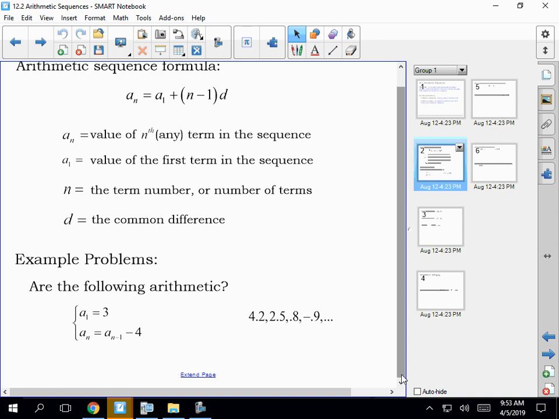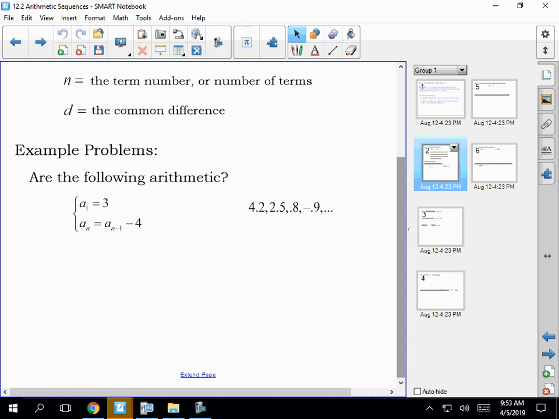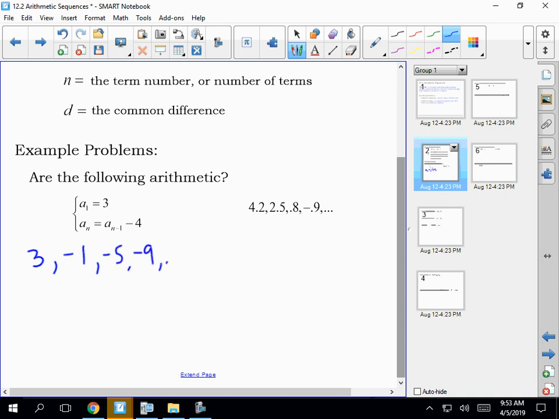So we've got a couple different ways of representing arithmetic sequences. One is recursive. That's this first one here. It starts at 3. The second term would be 3 minus 4, right? So 3 minus 4 is -1, and then the next one would be -5, yeah. And then -9. So it's just telling us to take the previous term, starting at 3, and subtract 4 from it. So this one's definitely arithmetic.